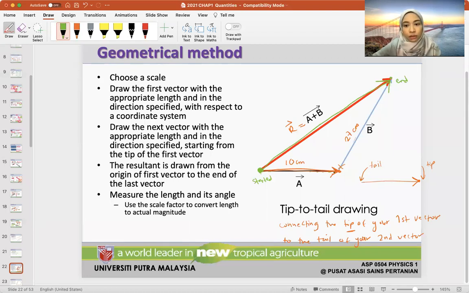The arrowhead has to point towards the end. I cannot stress this enough. Kena start the tail of your resultant from the starting point. Your tip of the resultant should go to the end point. Okay. Selalunya orang terbalik dia buat macam ni. Salah. Memang salah jawapan dia sebab vector is magnitude and direction. If your direction is wrong, vector is wrong.